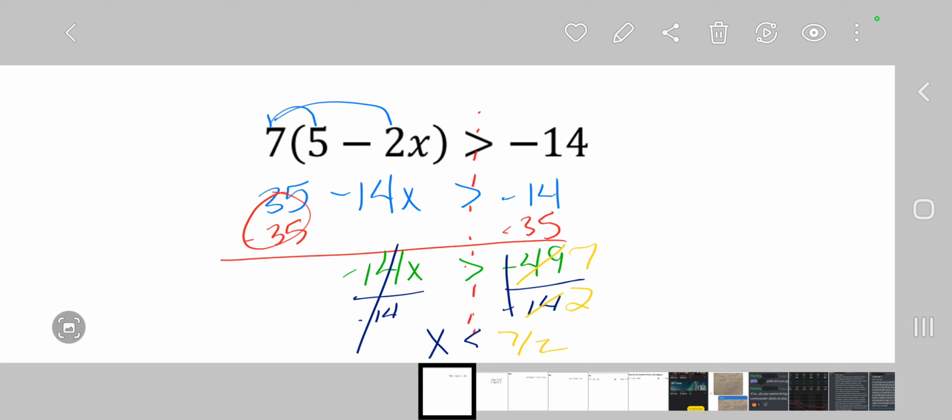Now, it does say solve and graph, so again, we're reviewing a bunch of stuff. That final isn't too far away. I'm going to put a 7 halves on my number line, because it's not equal to, I'll have an open circle and a little arrow pointing to the left. X is less than, so I will go to the left. So there you go. That's the short version, highly distractible version of your review.